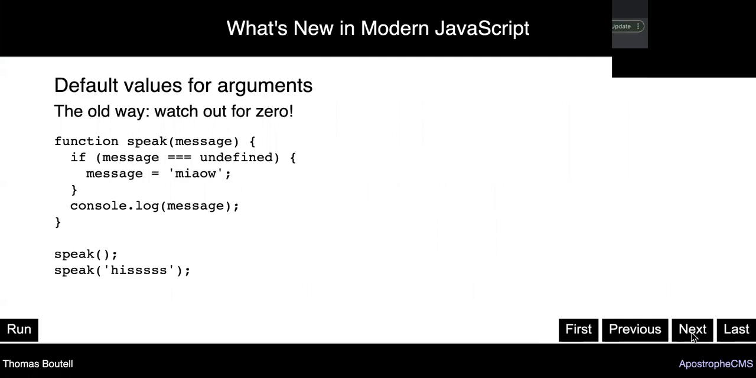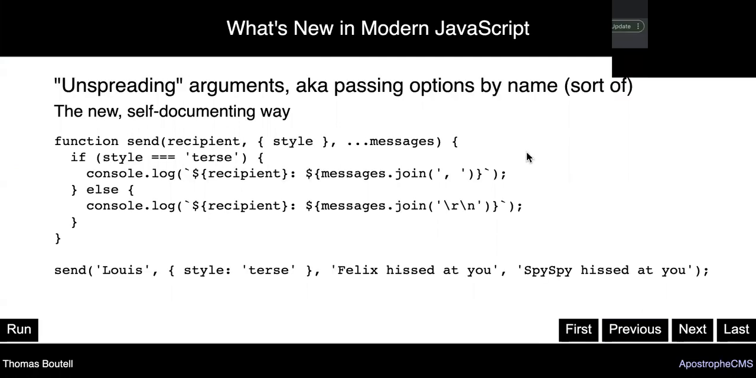Hey, Tom. Yes. On that example with style, do you know a way to potentially rename those arguments as they come in, or do they need to stay the same as the object properties?